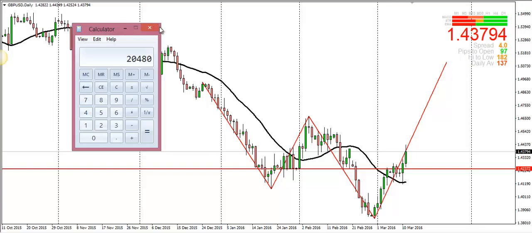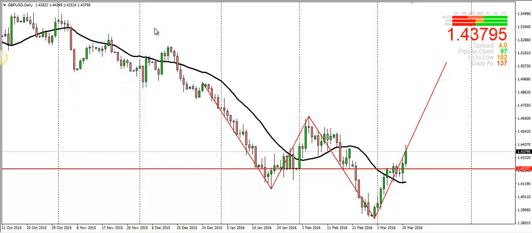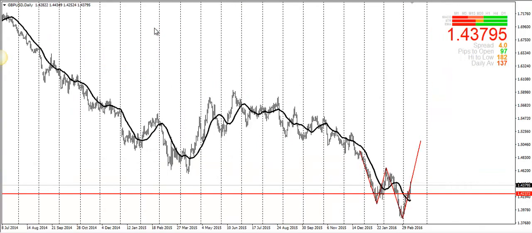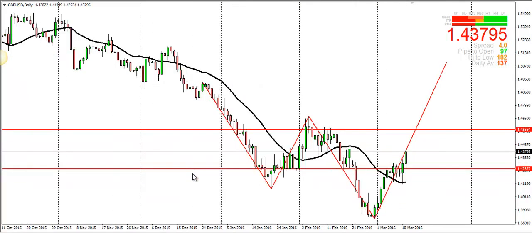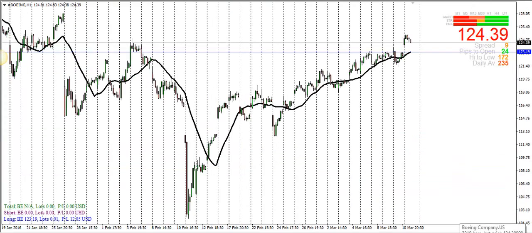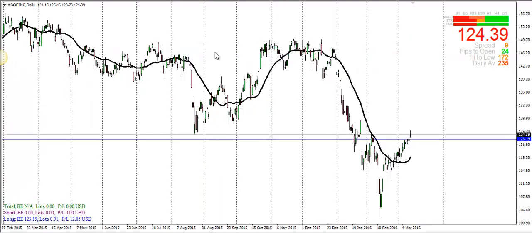Alright, so this is just a quick opinion that I wanted to share on British pound and oil. Other markets I'm not interested in much, but I will share with you Boeing because I like it for the long term. I'm interested in Boeing stock. Boeing is a really good stock, okay?